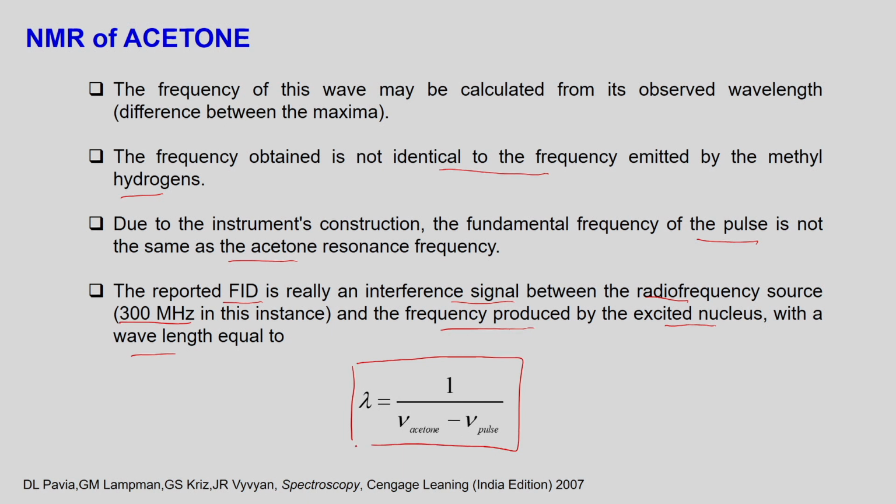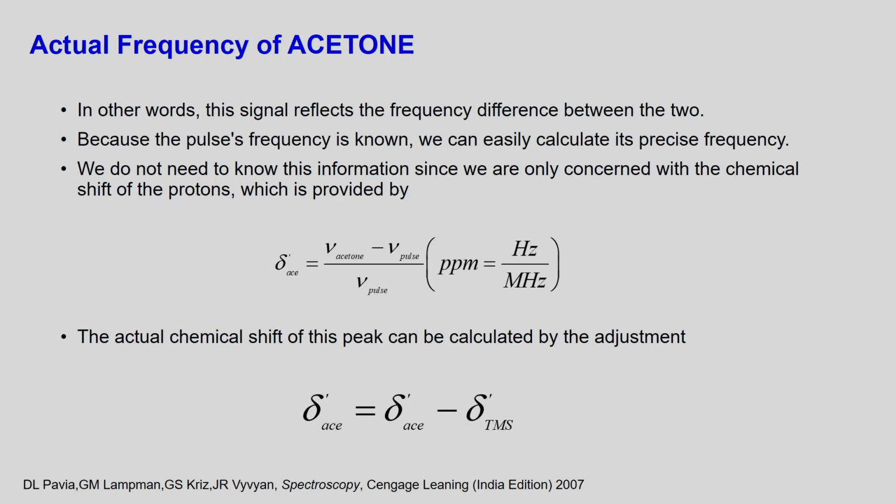So, I can write this expression: the wavelength of the particular frequency which is coming out is nothing but the reciprocal of the difference in frequencies, the fundamental frequency coming from acetone minus the frequency of the pulse. But how do we get the actual frequency of acetone? So, we get the signal which is actually reflecting the frequency difference between the two.